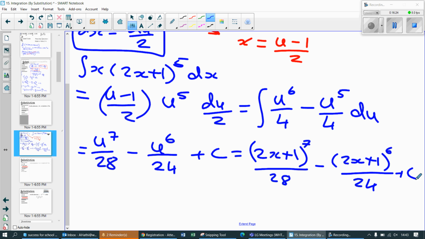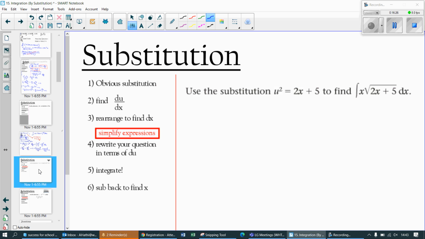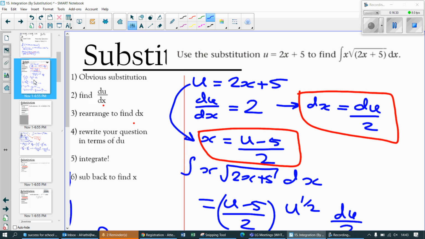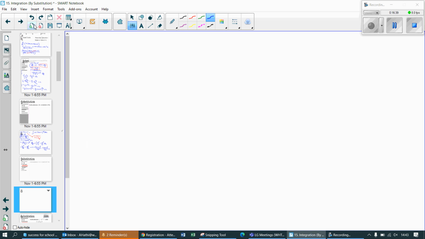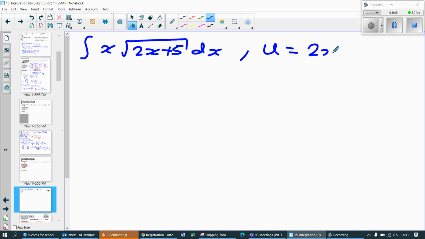Okay. So the first question we had was this one, wasn't it? Find the integral of x root 2x plus 5. That was the first question we did up here. Yeah? So I'm going to go back. I'm just going to write this out in full again. So I want to know the integral of x square root of 2x plus 5 dx. Using the substitution, u equals 2x plus 5.